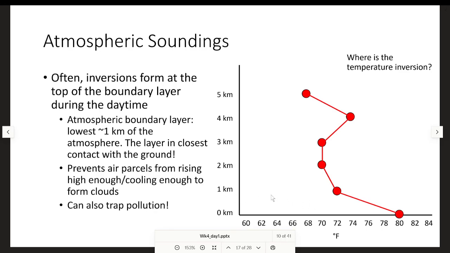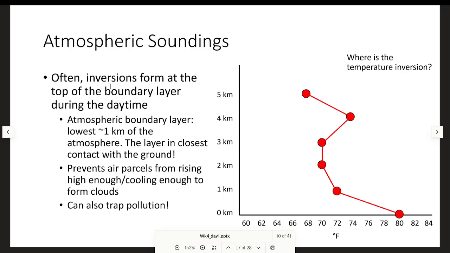But it's the layer in closest contact with the ground, and it prevents air parcels from rising high enough or cooling enough to form clouds. It can also trap pollution. If you can't get this air to rise and mix out, then the air pollution stays stuck, and it's unfortunate.